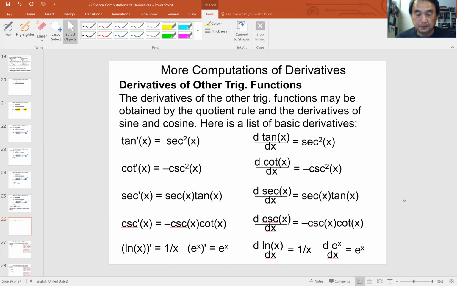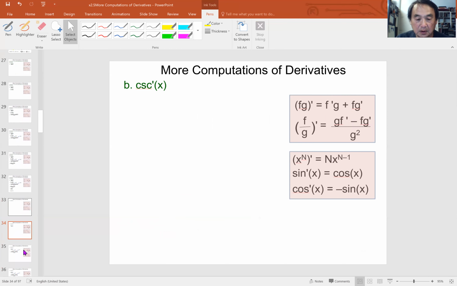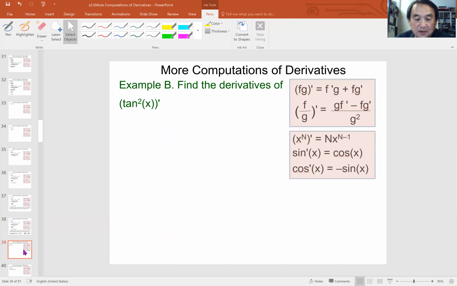All the derivatives of the co-formulas: the derivative of cosine is negative, the derivative of cotangent is negative, the derivative of cosecant is negative. So the co-trig functions all have negative derivatives. That helps a little bit when we try to memorize all these trig formulas. There are some symmetries in the derivatives, so it's not hard to memorize.